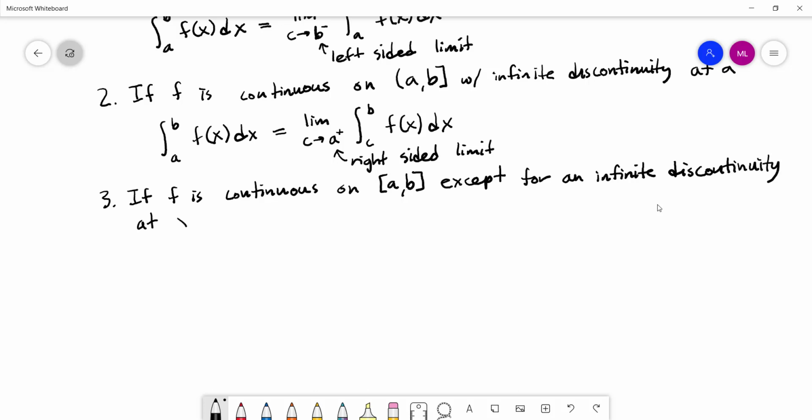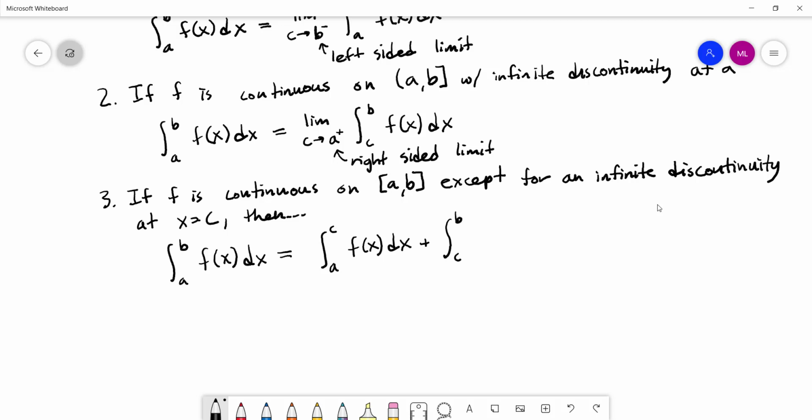At x equals c, then we'll have the integral from a to b of f of x dx, and we're going to have to split it up into two separate pieces. So we'll do it as the integral from a to c of f of x dx plus the integral from c to b of f of x dx.